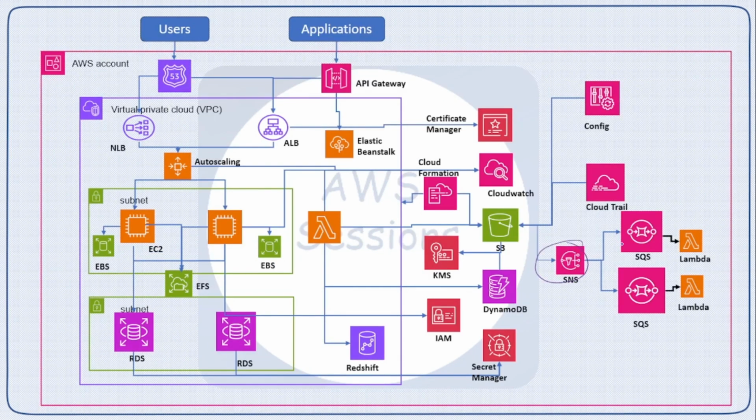So here you can see that from SNS we are sending a message to SQS, and further from SQS we are triggering a Lambda function for the processing. So this is how a fan out architecture is there.